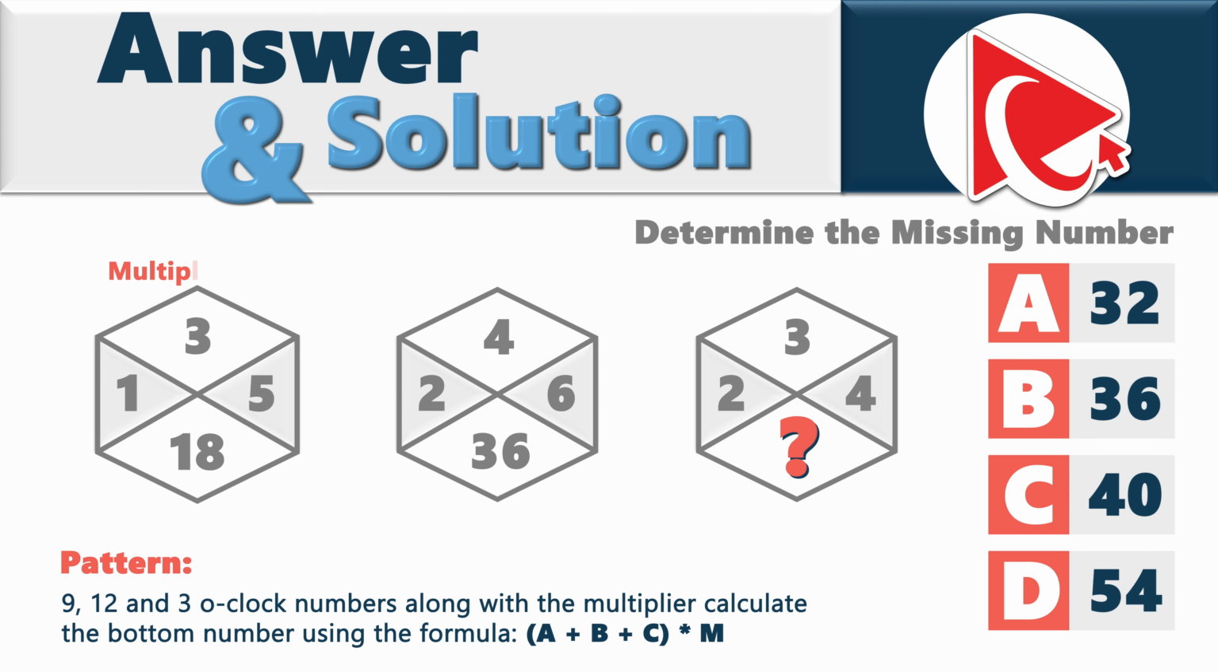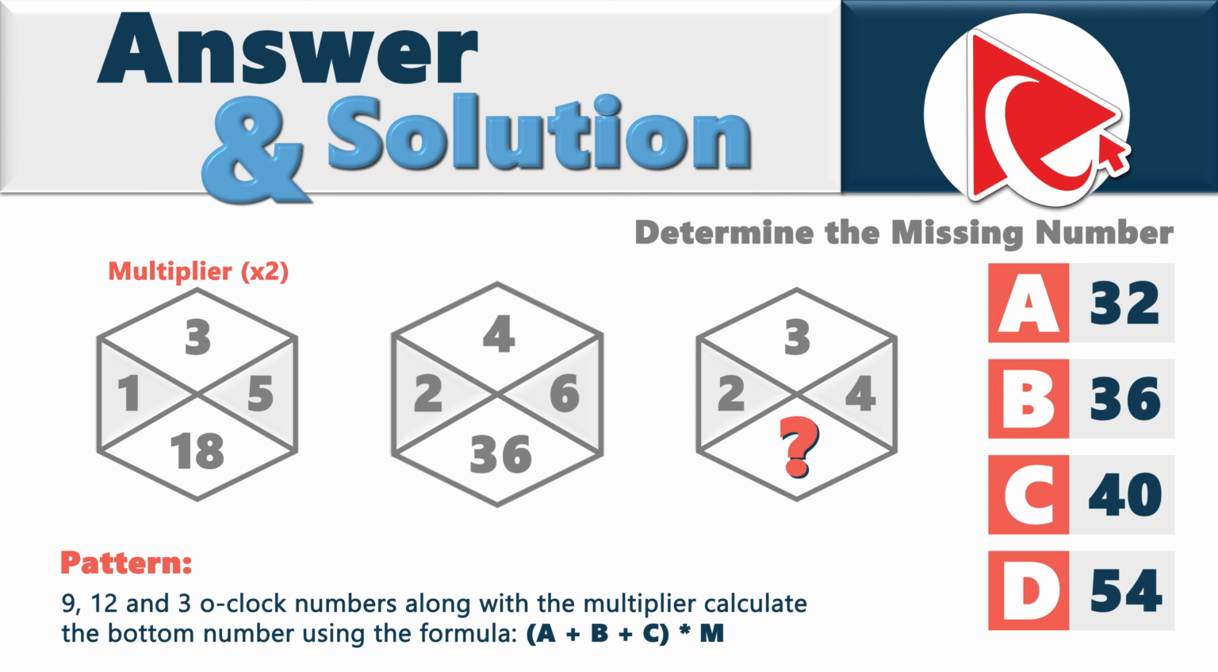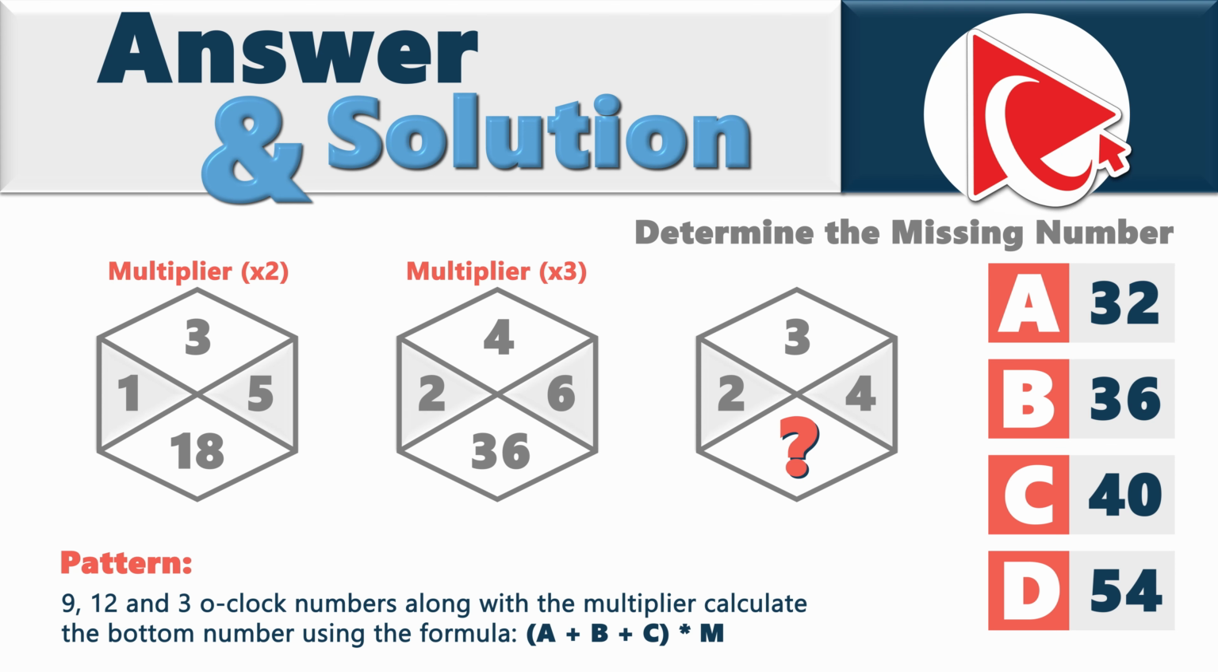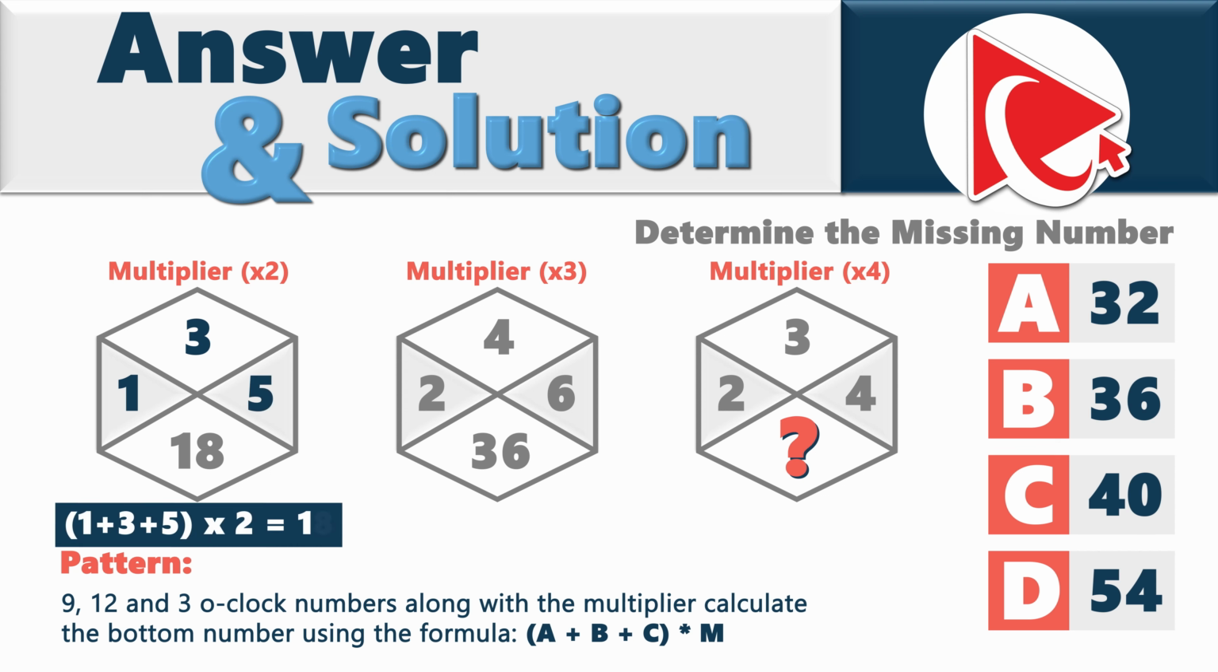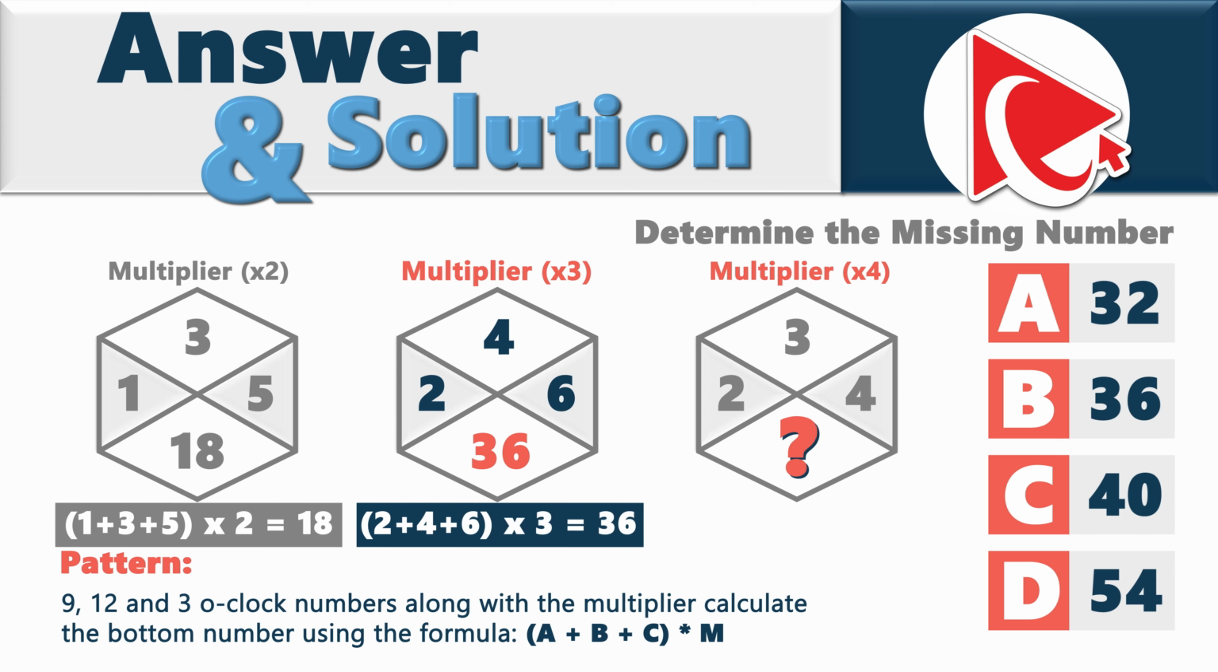For the first shape, the multiplier is 2. For the second shape, the multiplier is 3. And for the third shape, you have to multiply by 4. Let's look at the example to better understand the logic. The first shape has numbers 1, 3, and 5 on the top. 1 plus 3 plus 5 multiplied by 2 equals 18, because the multiplier is 2. The second shape's math is 2 plus 4 plus 6 multiplied by 3 now, because the multiplier is 3, equals 36.